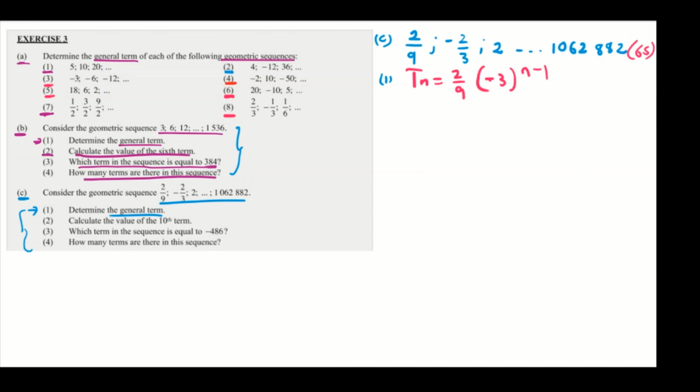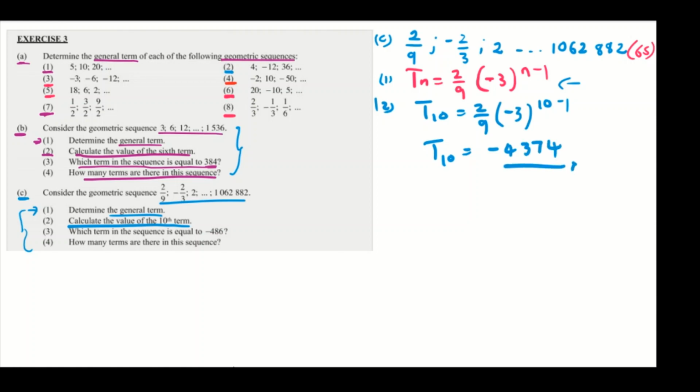So now we're going to do the second part of the question, where we're asked to find the value of the 10th term. T10 is equal to 2 over 9, we're using this general term, into minus 3 to the power of 10 minus 1. So T10, if you punch your calculator, you should get minus 4374 as your final answer.